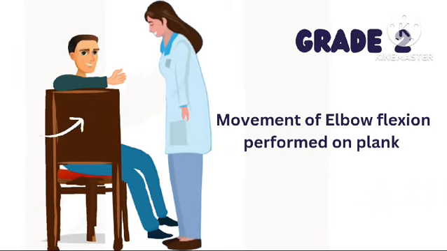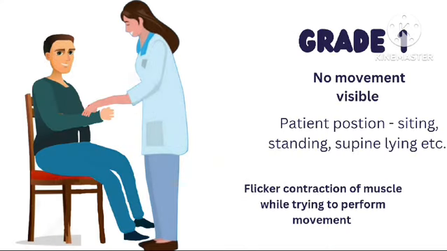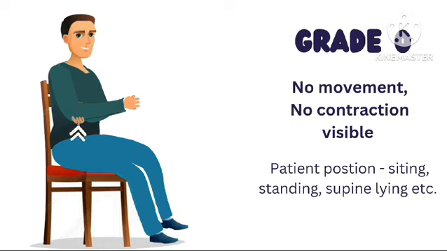Assume that this patient cannot perform grade 2. Then we move to grade 1. Grade 1 is where there is no movement visible, but a flicker of contraction of the muscle while trying to perform elbow flexion. If no movement is visible and no contraction is palpable, then this is called grade 0.